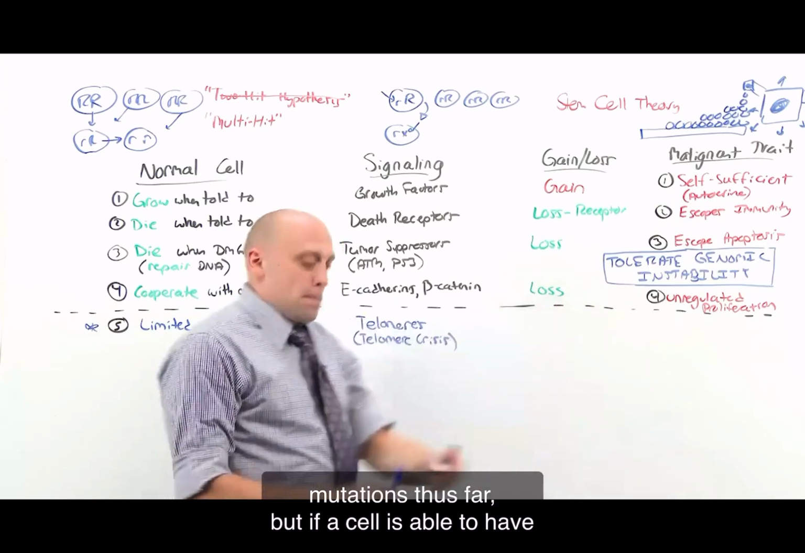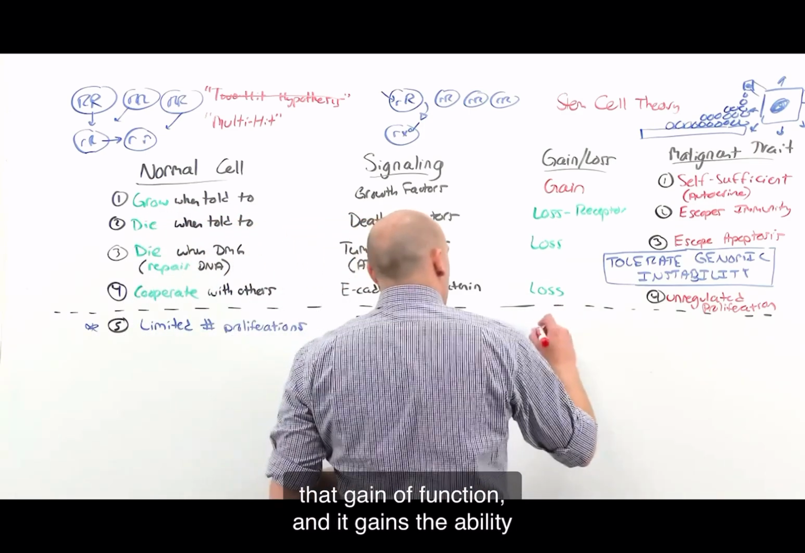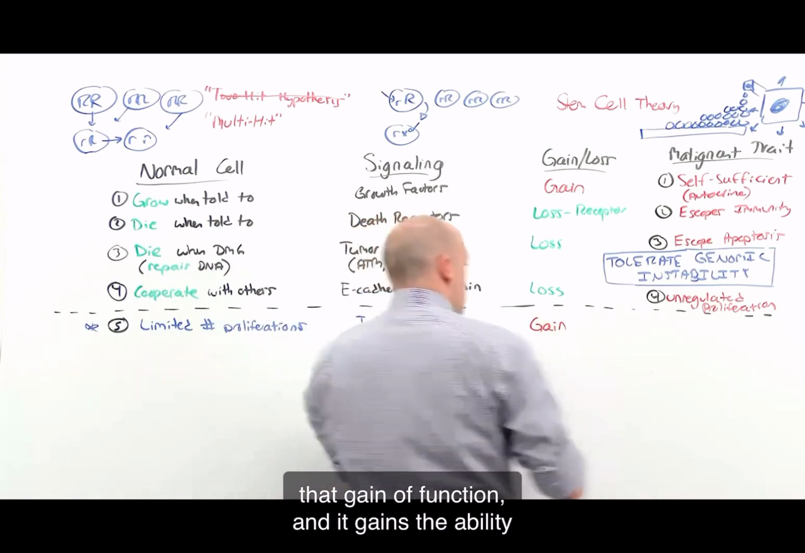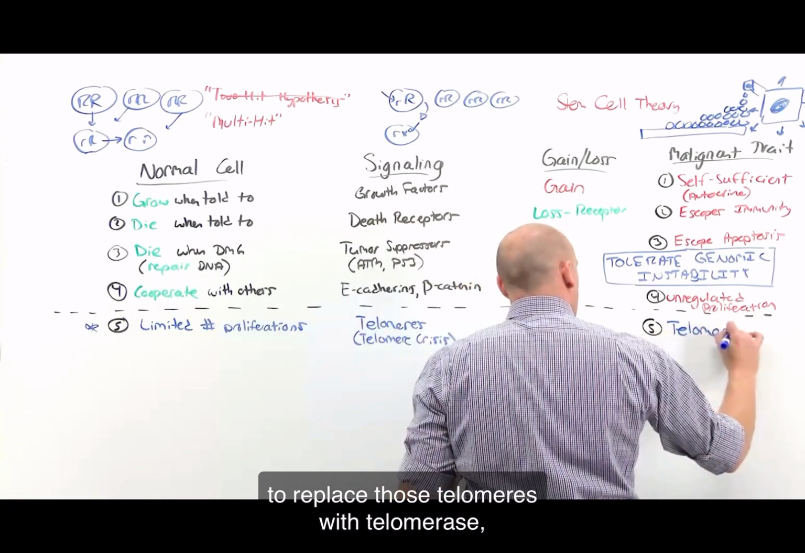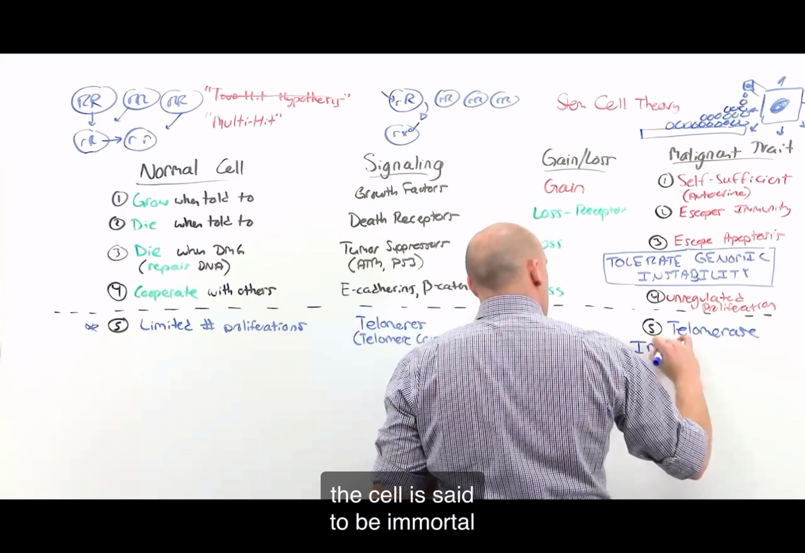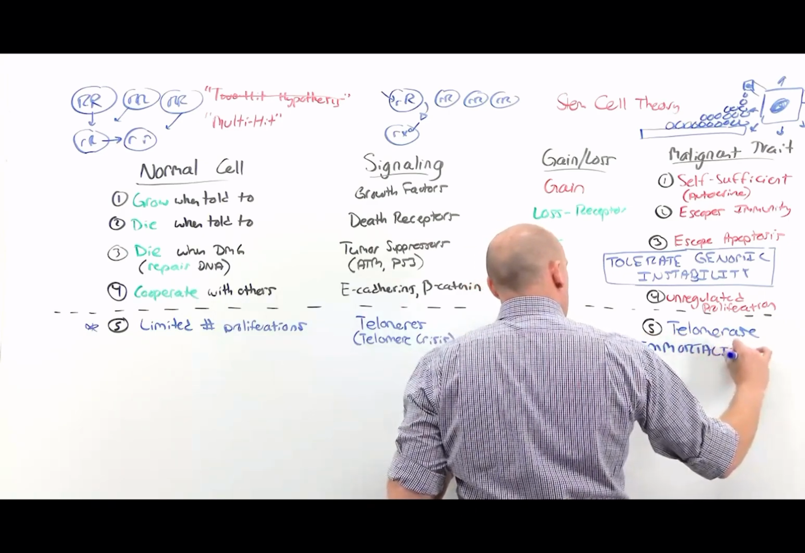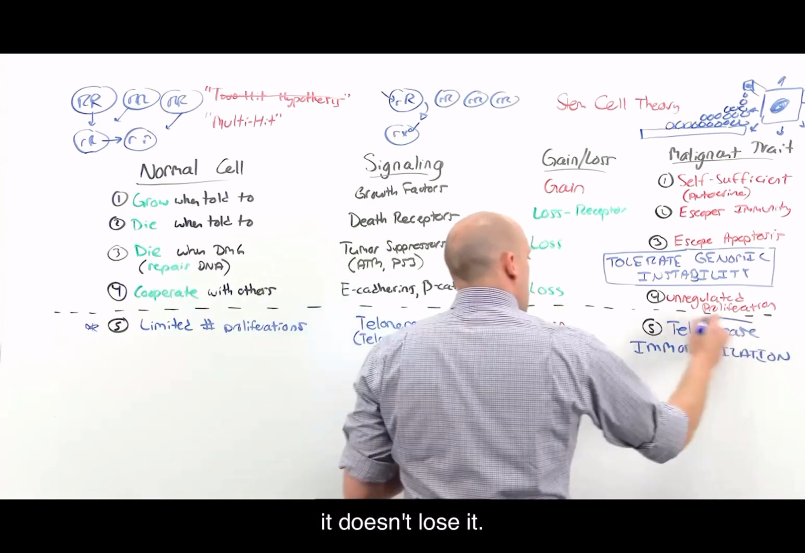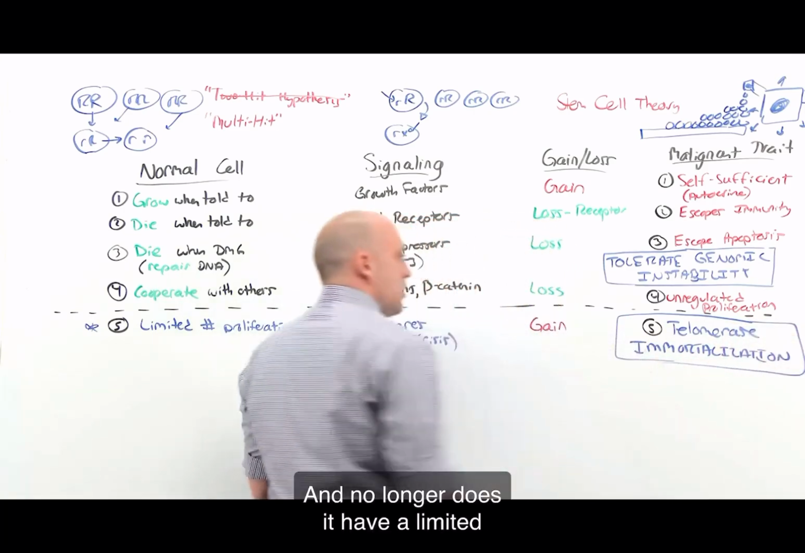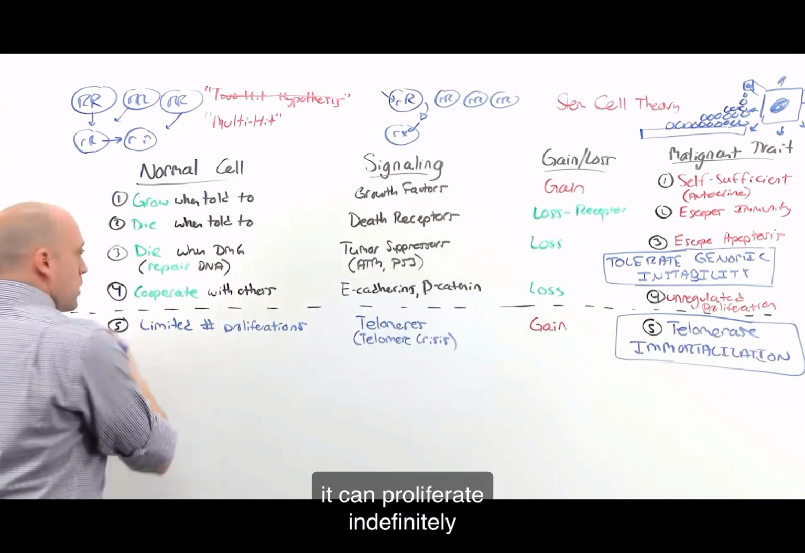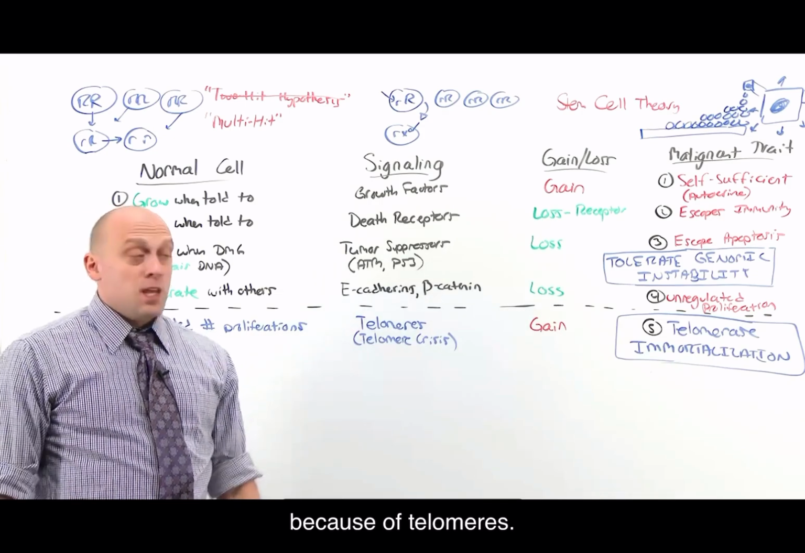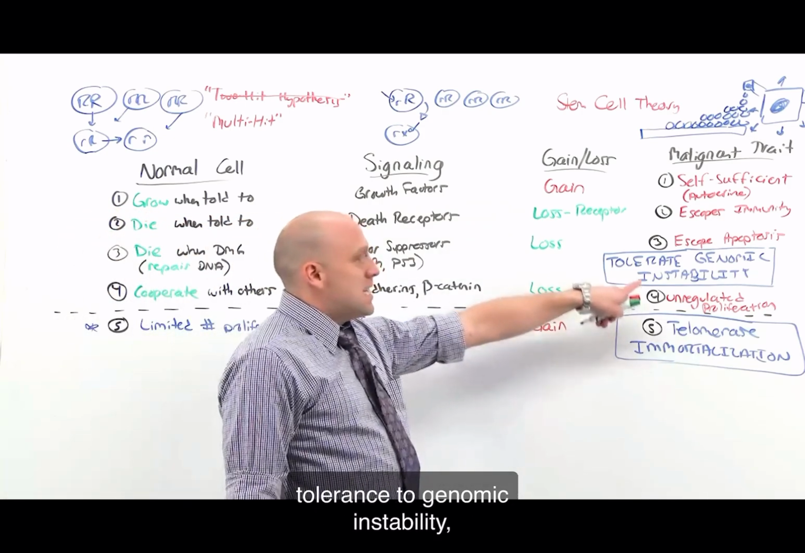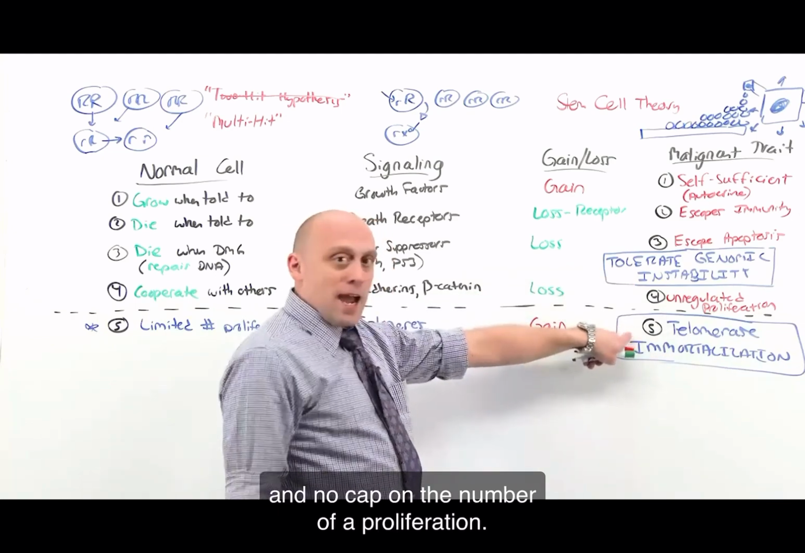But if a cell is able to have that gain of function, and it gains the ability to replace those telomeres with telomerase, the cell is said to be immortal. Because once it gains this ability, it doesn't lose it. And no longer does it have a limited number of proliferations, it can proliferate indefinitely without risk or fear of damage from the DNA because of telomeres. Now you've got unregulated proliferation, tolerance to genomic instability, and no cap on the number of proliferations.